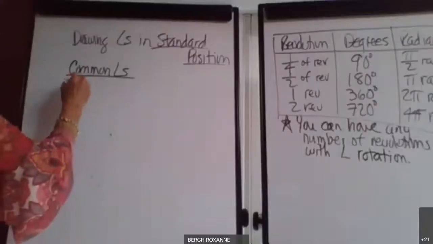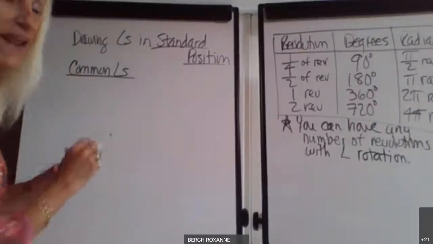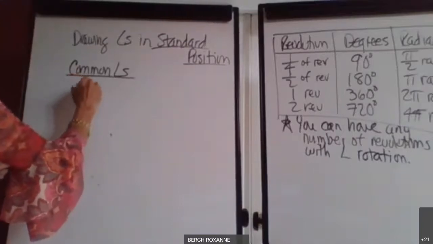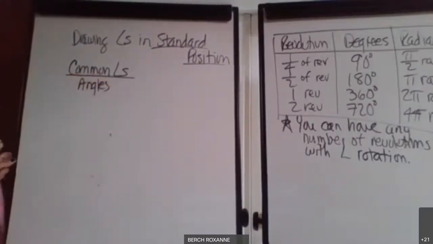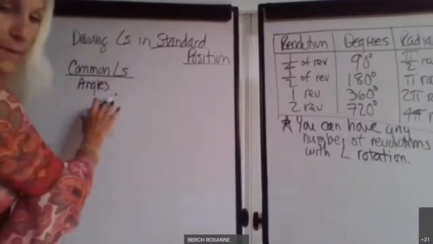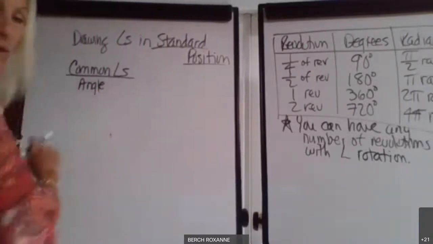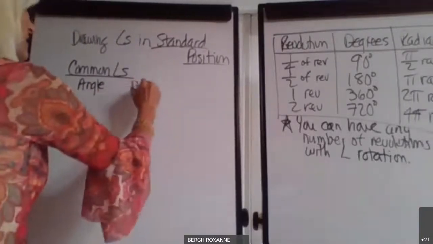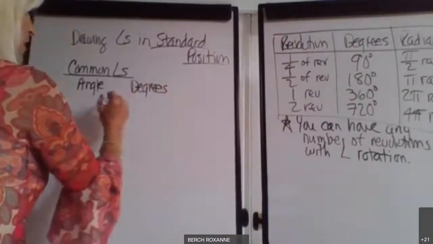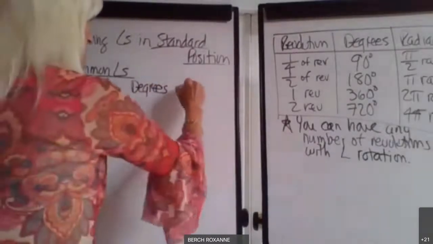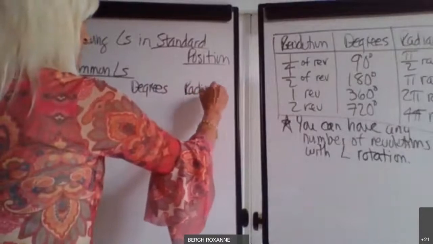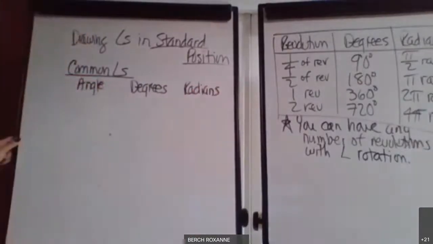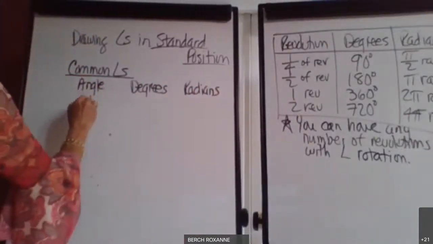All right, now, what we're going to go over right now are common angles. Your angles are going to be harder than this, but we're going to look at an angle in degrees, and then we're going to look at it in radians. Because remember, the 2 ways to measure an angle are degrees and radians.